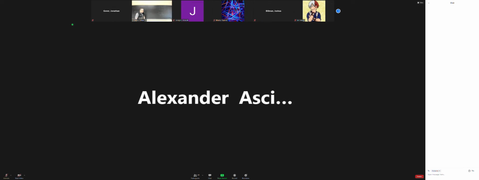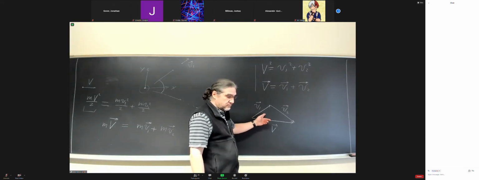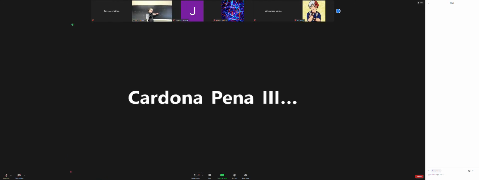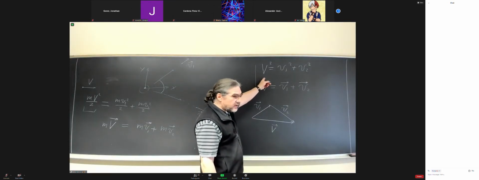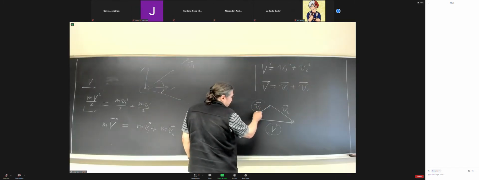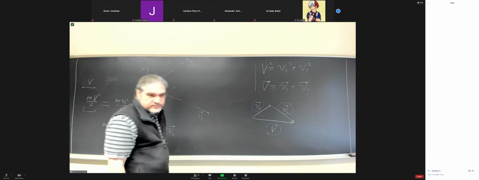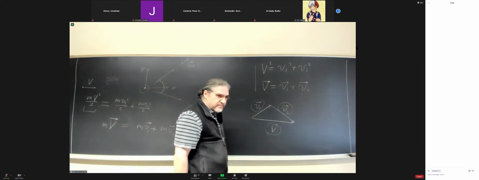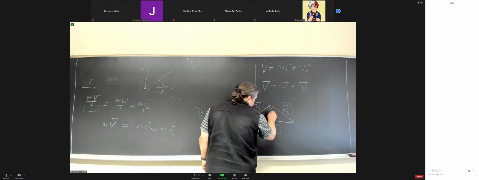Yes. Now, what you notice here is that this is a triangle, right? Do you see it? For this triangle, we see that the square of this length equals the square of this length plus the square of this length. This is called the Pythagorean theorem, and it demands that this angle be 90 degrees.